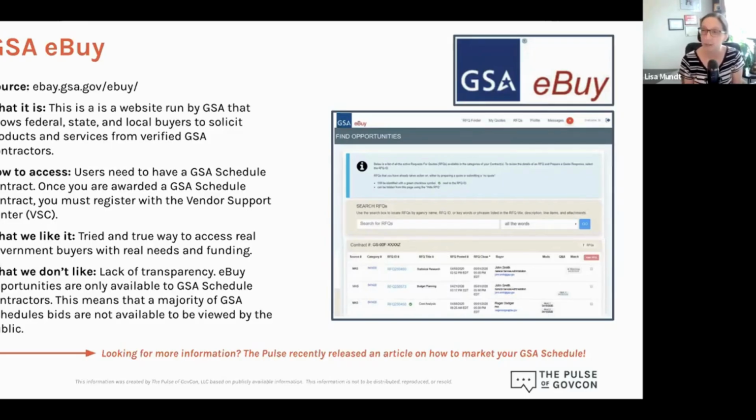So again, if you're looking for points of contact and you want to see who's buying what you're selling and you're on a schedule, use that data to identify points of contact and just different procurers and buyers that you know are purchasing in real time. So that's sort of the difference. Now, if you're looking for more information, Haley actually just wrote up a whole thing on how to market your GSA schedule. So go check that out on our articles list.